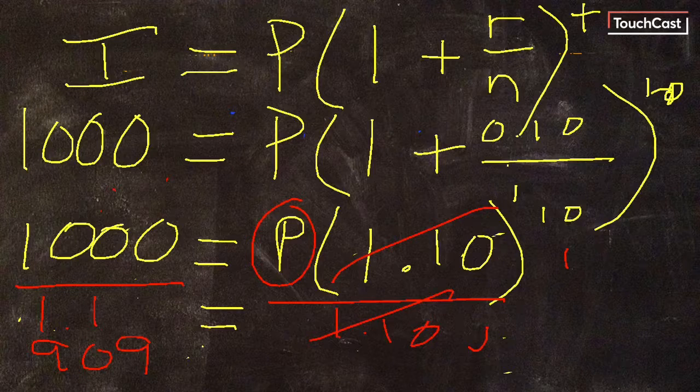Okay, so this tells me that in order to earn $1,000 interest, I need to invest $909 in a compound interest account, earning 10% interest compounded annually. And then at the end of those 10 years, I would have $1,909 because $1,000 is the interest I earn and $909 is what I'm putting in initially.